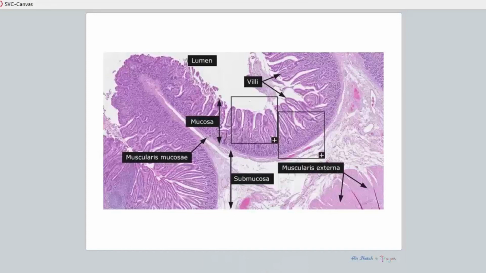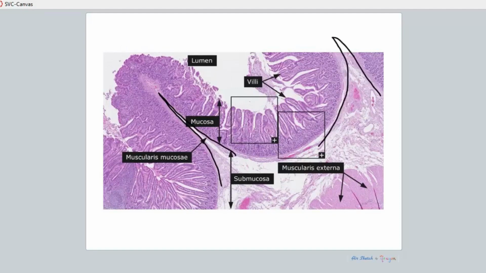Okay, so let's take a look at this histology here. This is the mucosal layer, and you can see the submucosa below it. Then deeper to that, you have the muscularis externa. But if we focus up here on the mucosal layer, you can see these circular folds first of all.